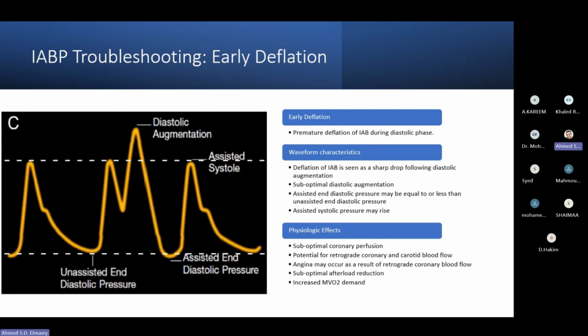What is the meaning of early deflation? The inflation of the intra-aortic balloon should continue throughout the diastolic time, so it will maximize the diastolic augmentation, and it will maximize the coronary flow. So what will happen if the balloon started the deflation earlier? The timing for the diastolic augmentation will be less, and the coronary perfusion will be suboptimal.